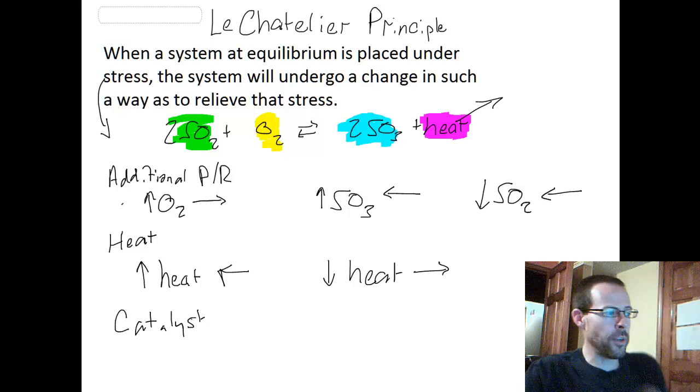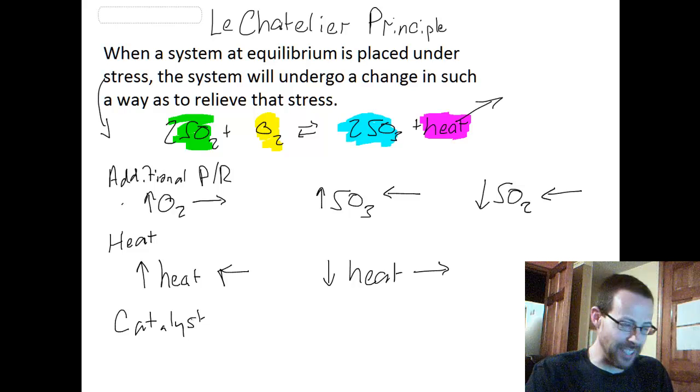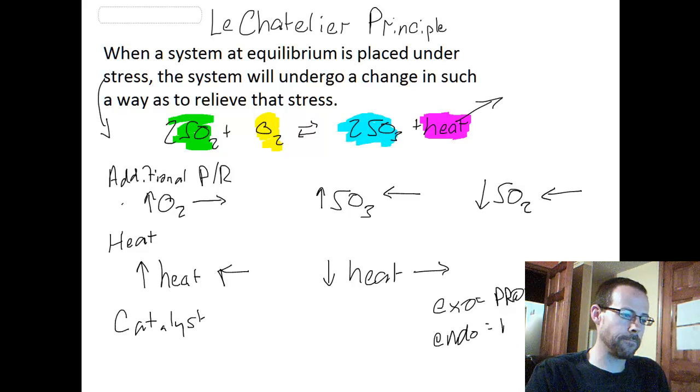Again, the only two stresses I want you to know about are the addition or subtraction of products and reactants, and the addition or subtraction of heat. The main thing for heat is that if it's exothermic, heat is a product, and if it's endothermic, heat is a reactant. Then if you know it's a reactant or a product, you solve it the same way as you would for additional product or reactant.